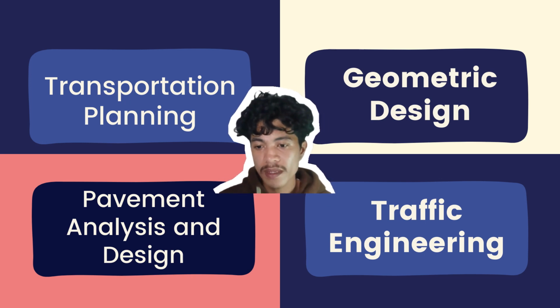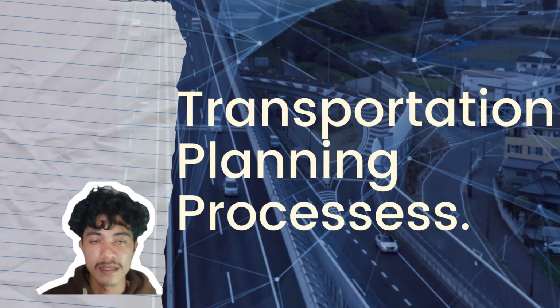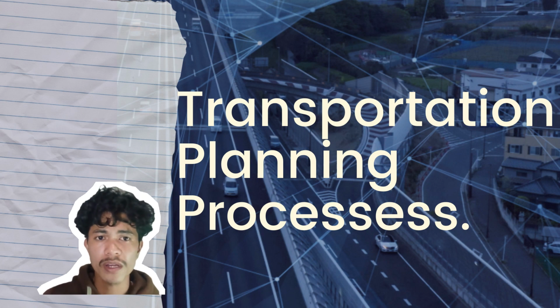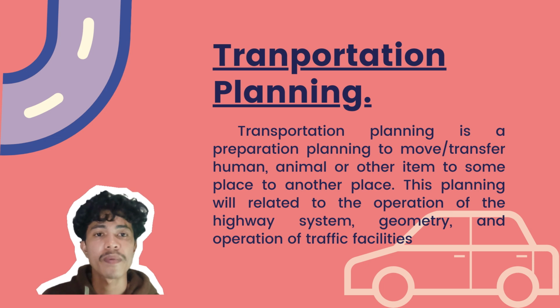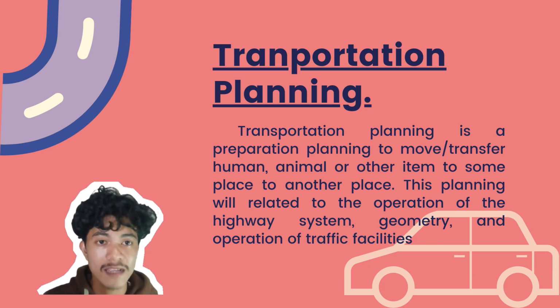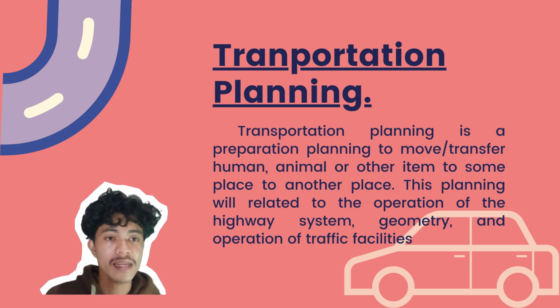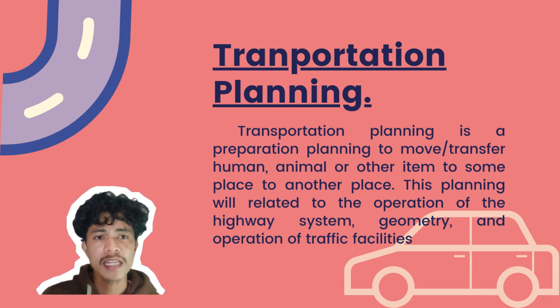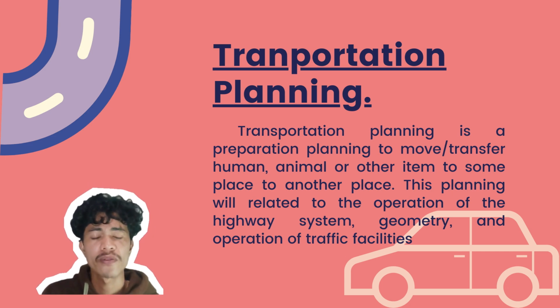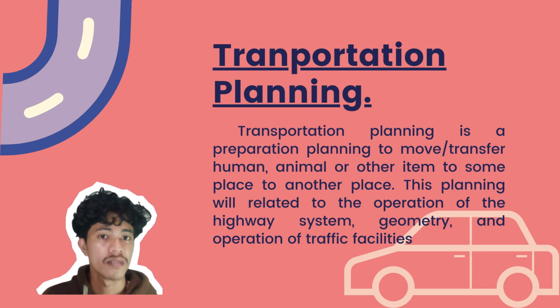So, the next topic is about transportation planning processes. What is transportation planning processes? Transportation planning is a preparation planning to move or transfer human, animal, or other items from one place to another place. This planning is related to the operation of the highway system, geometry, and operation of traffic facilities. So these include sets of processes in preparation for the transportation system.